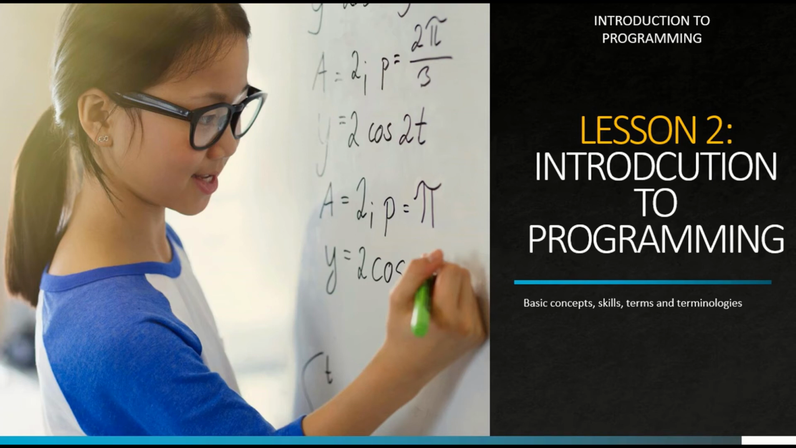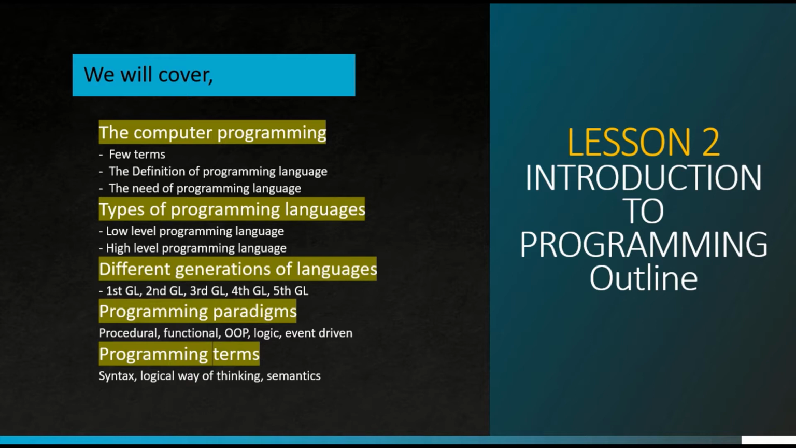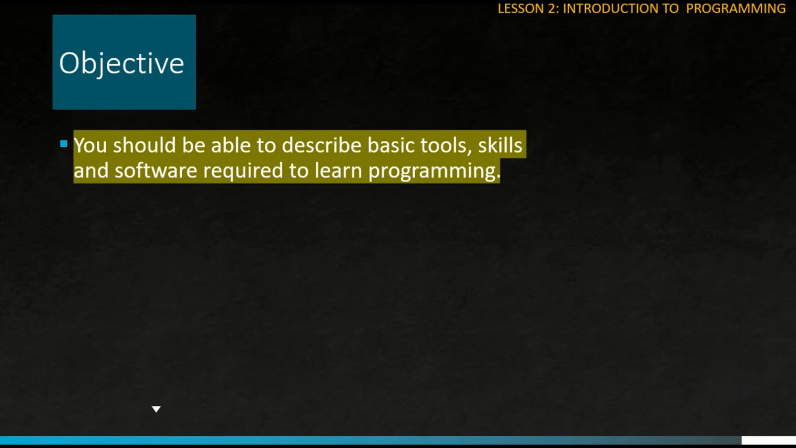Welcome to Lesson 2 of the Computer and Programming Introductory course. In Lesson 2, we will present an introduction to programming and describe some important terms. We will cover computer programming, types of programming languages, different generations of languages, programming paradigms, and some important programming terms. Our objective is, by the end of this lesson, you should be able to describe basic tools, skills, software related to programming, as well as you will get some insight into programming.